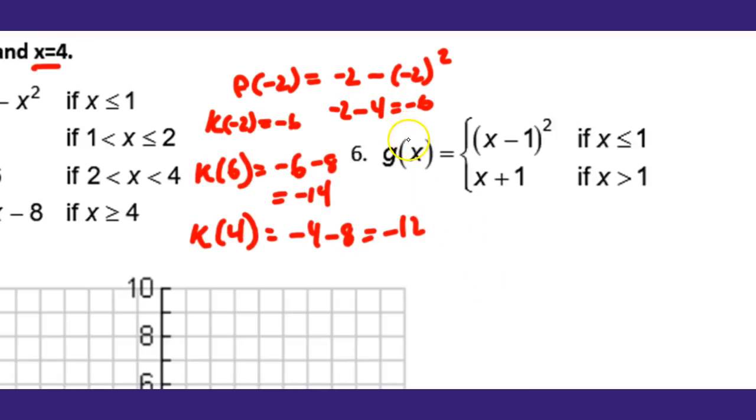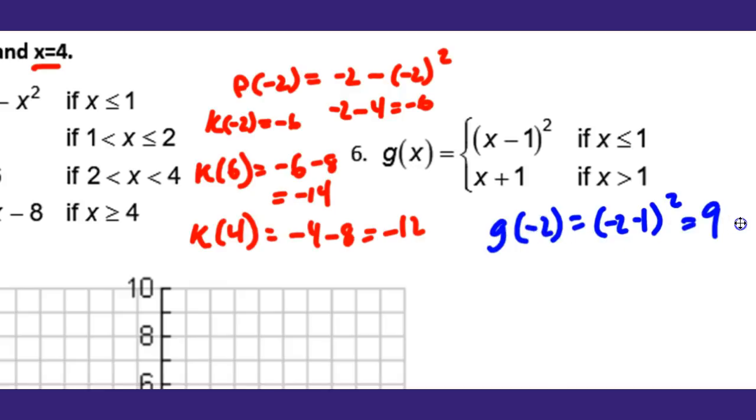All right, and then the last problem from this section. We're going to use all the same x values. So we're going to go g of -2. And -2 is less than or equal to 1. So we plug it into this one right here. So we have -2 minus 1 squared. Well, that's -3. And -3 squared is 9. So g of -2 equals 9.